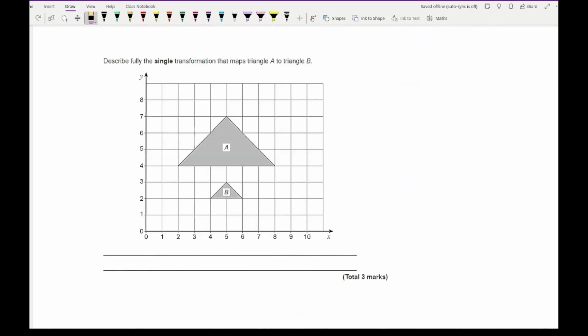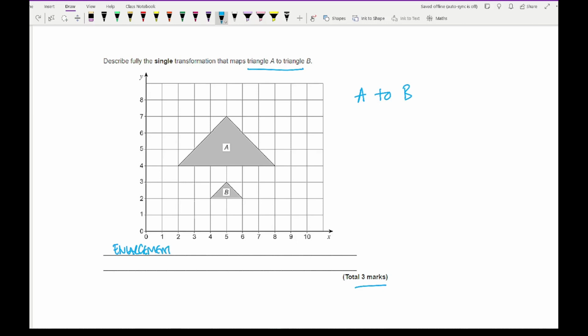So looking at our second type of most common enlargement questions, in this question it's asked us to describe fully the single transformation that maps triangle A to B. Now the wording is really important because we're going from A to B. As you can see, using my common sense, I know straight away that as the shape has changed its size, we are looking at an enlargement. So just by writing enlargement would get me 1 out of the 3 marks.